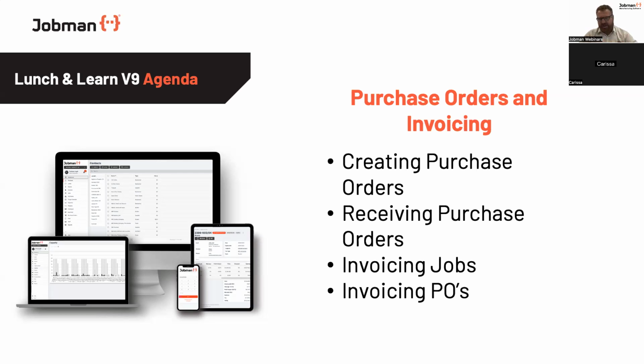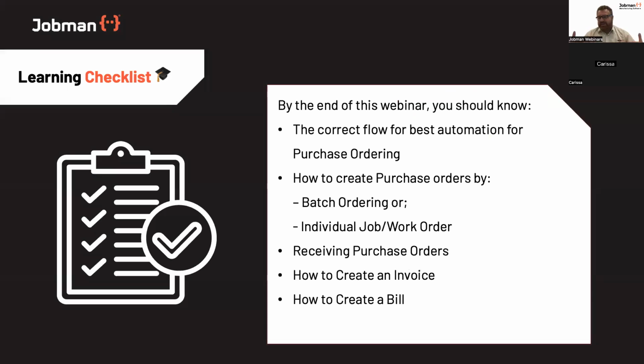So we're going to cover creating purchase orders and the best way to use the software to achieve that, how to then receive them digitally, which can be done by both the office user management roles and the kiosk, which I think is really important for people to know, and then invoicing jobs and POs, or creating bills and then linking those up to your accounting software. So all very exciting. By the end of today, we certainly hope that you have a really good understanding around the correct and best flow for automation for your purchase ordering.